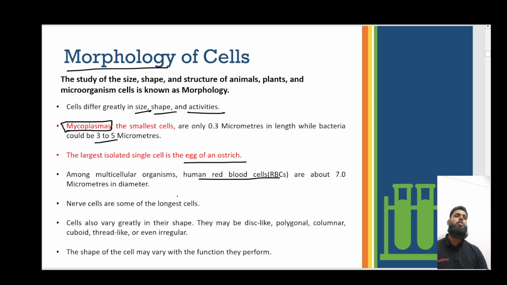Nerve cells are some of the longest cells. Which are the longest here? Nerve cells are the longest cells. Cells also vary greatly in their shapes. So they vary in size as well as in shape. They may be disc-like, polygonal, columnar, cuboidal, thread-like or even irregular. So the cells may be of any shape. The shape of the cell may vary with the function they perform.